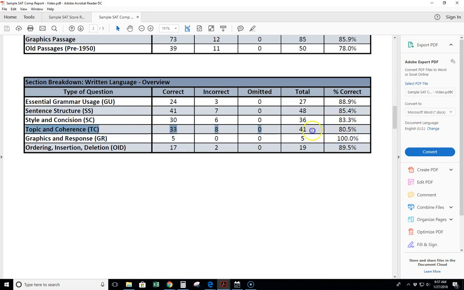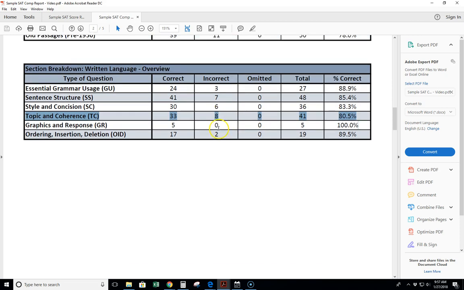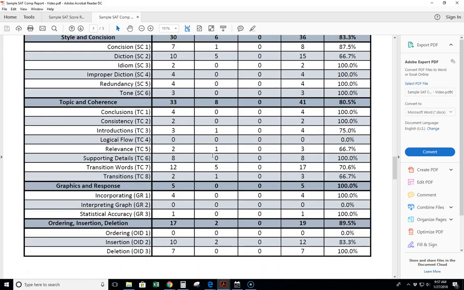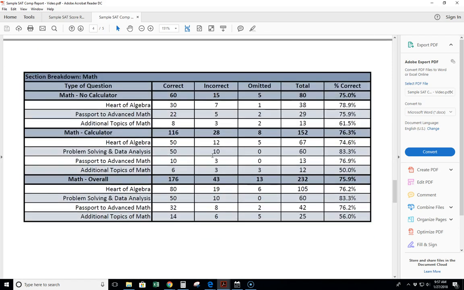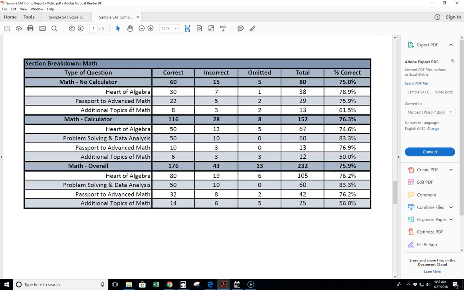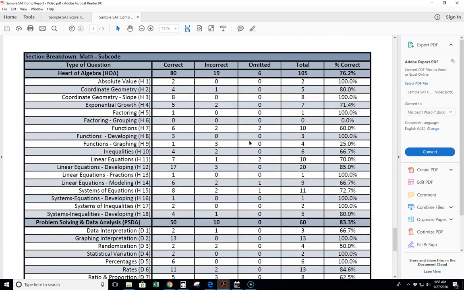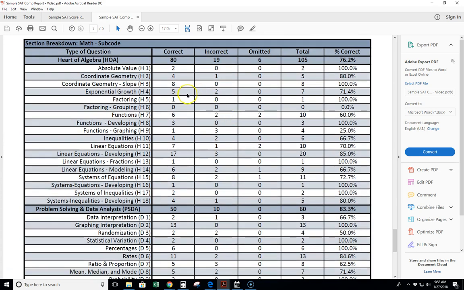Again, you can see the topic coherence continues to be a little bit of a challenge for the student, and being able to allocate your time for where you need to better understand your misses. And then lastly, looking at the math here, being able to understand how well you're performing within those, and also being able to see within the individual questions how well you're doing and what areas you need to investigate a bit further.